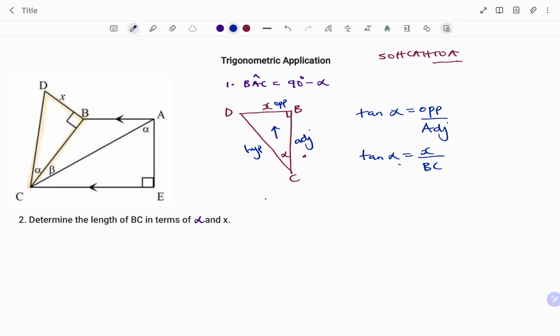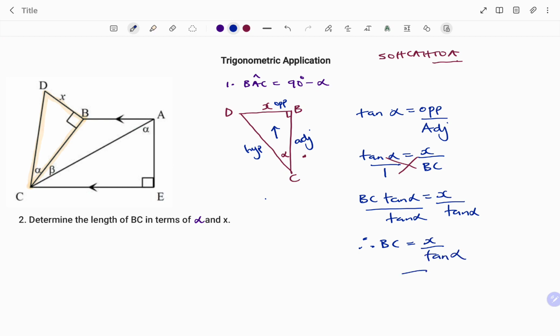Tan alpha on this side is over 1. So if I cross multiply, what I have will be BC multiplying tan alpha equals x. Dividing both sides by tan alpha, I have my BC equals x over tan alpha.